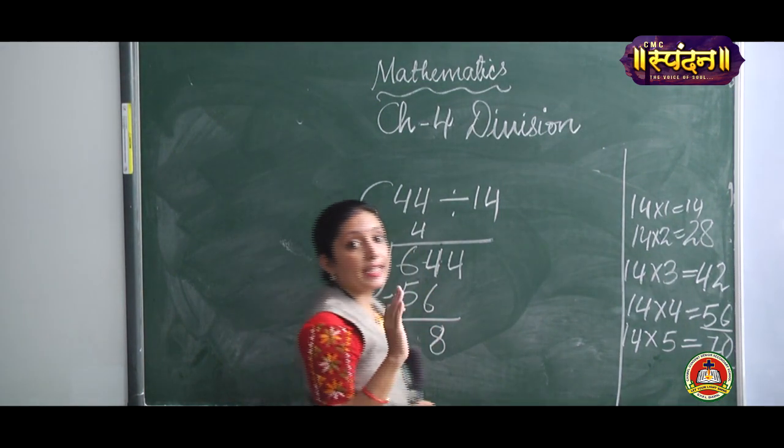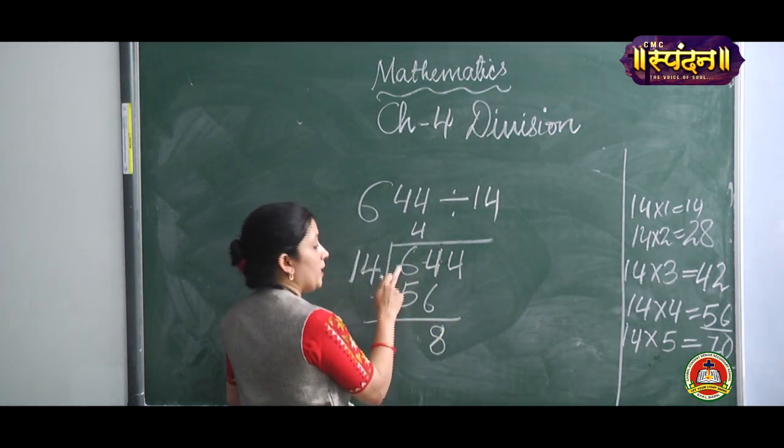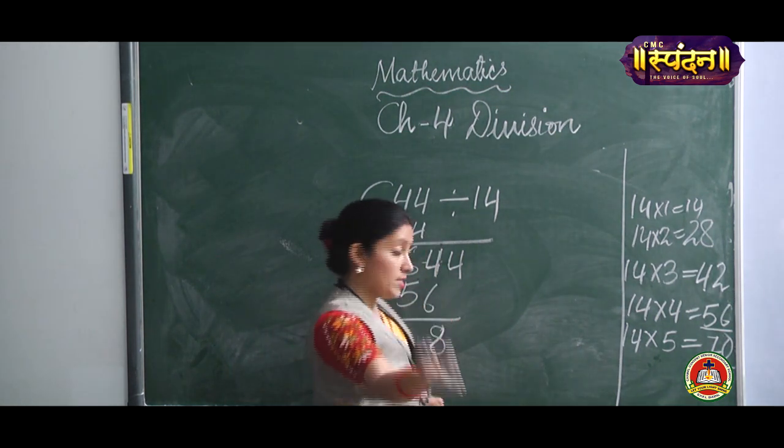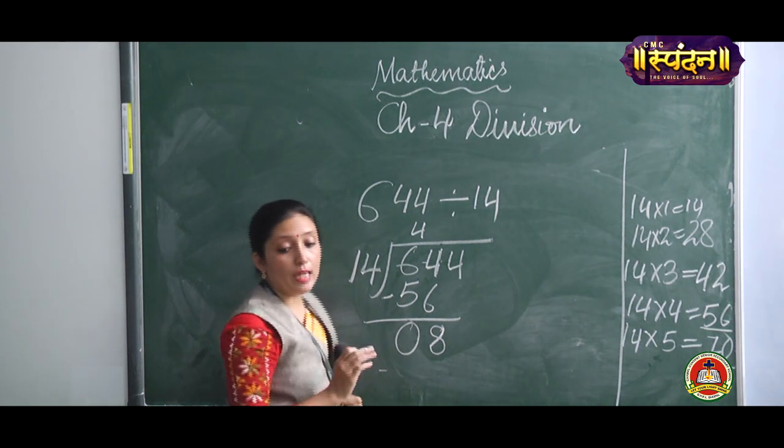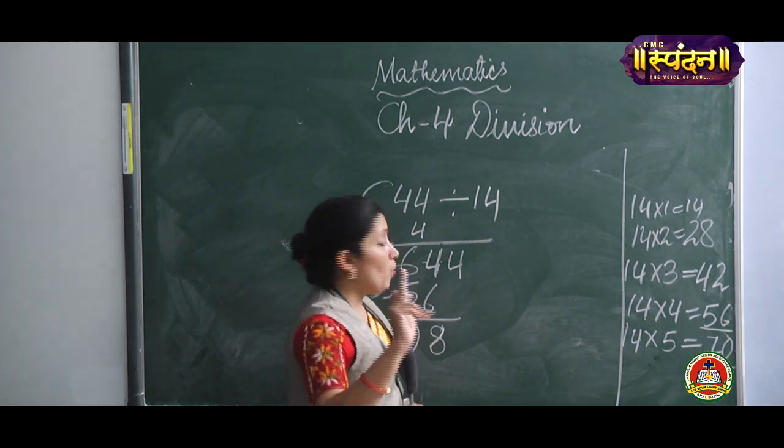I have got 8 now. Now what is left here? It is 5. So it is 5 minus 5 is 0. Now I have got 8. Now what is your next step?